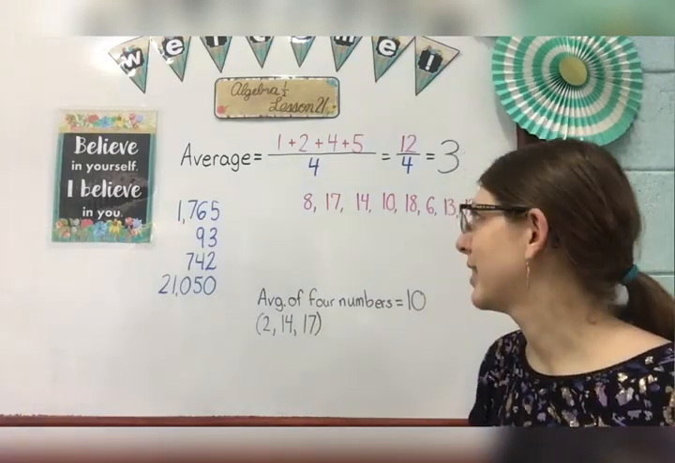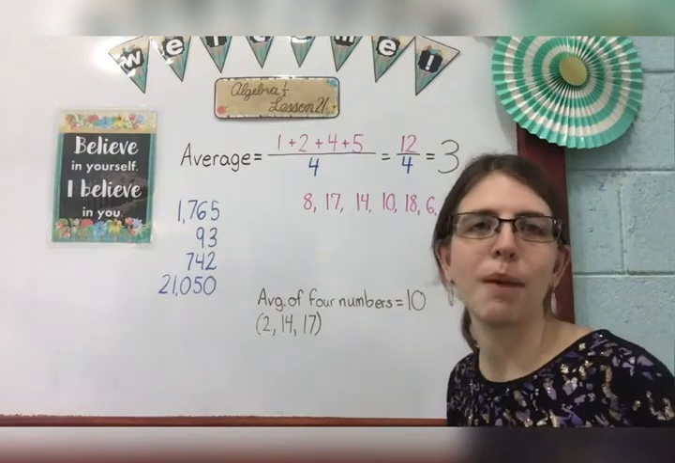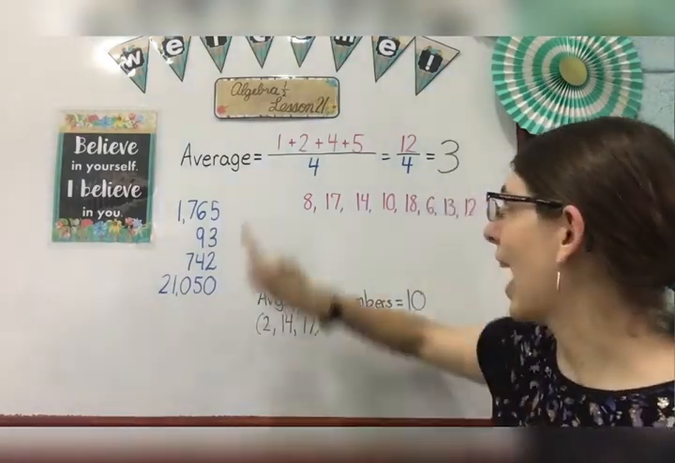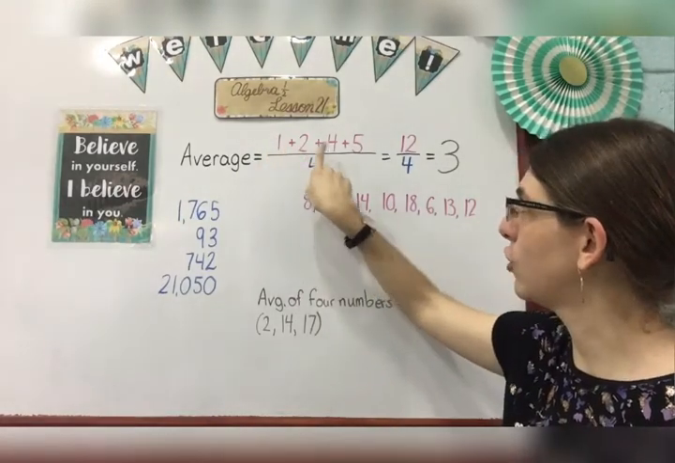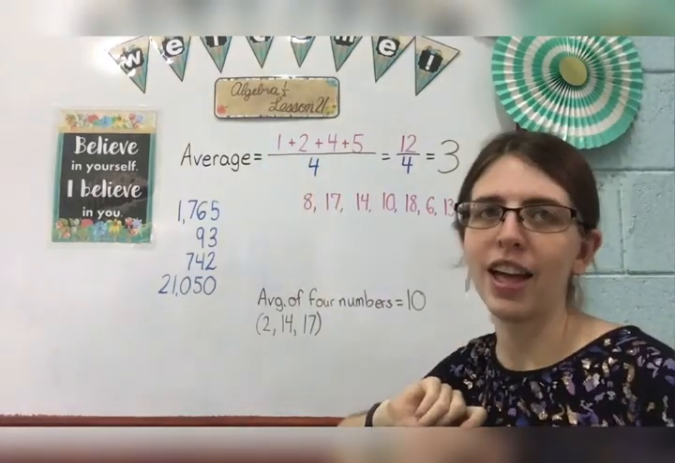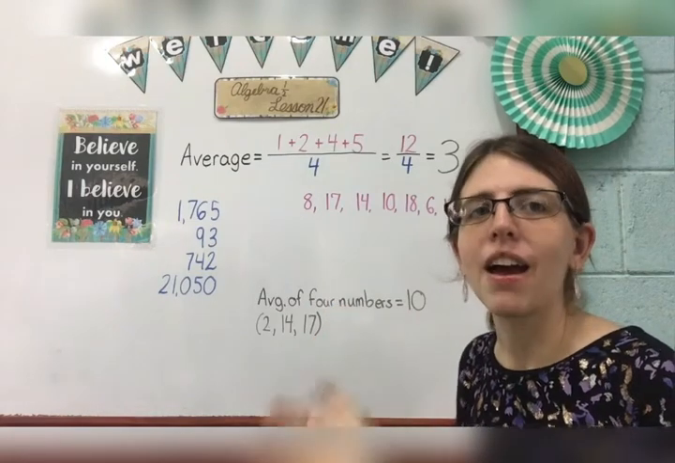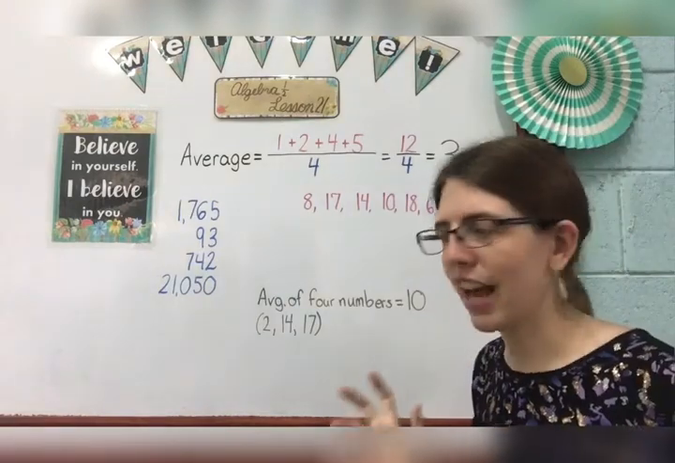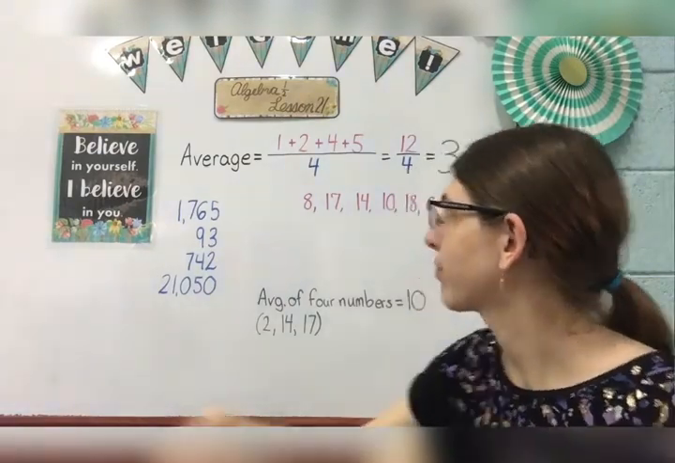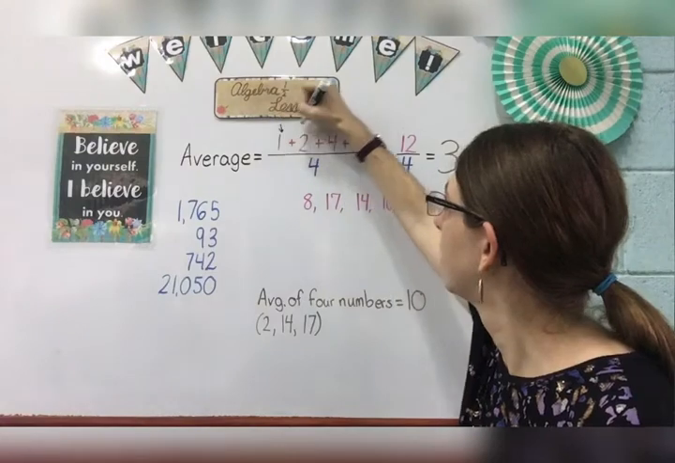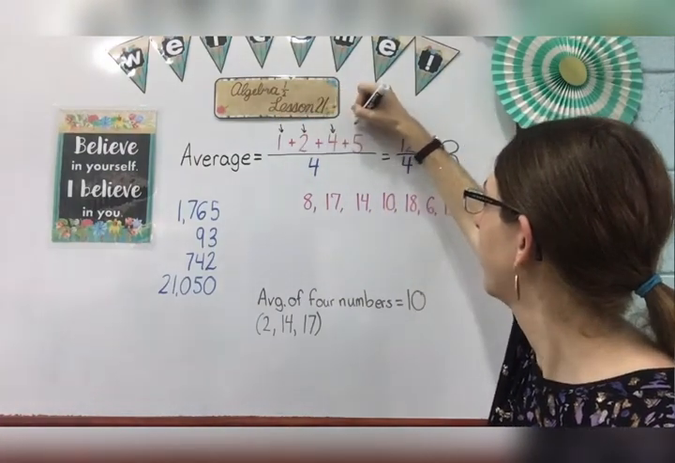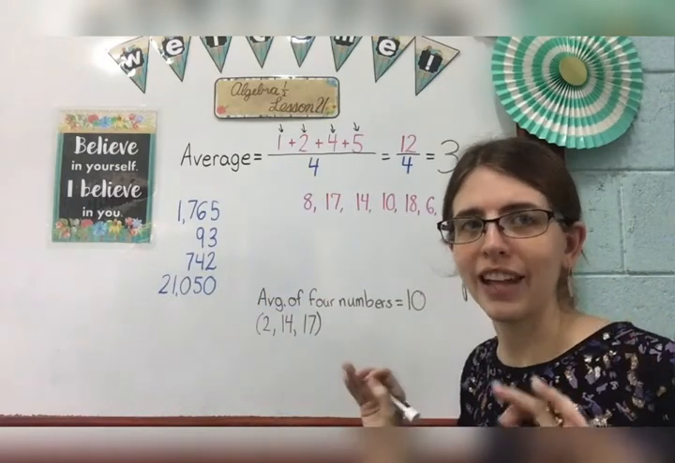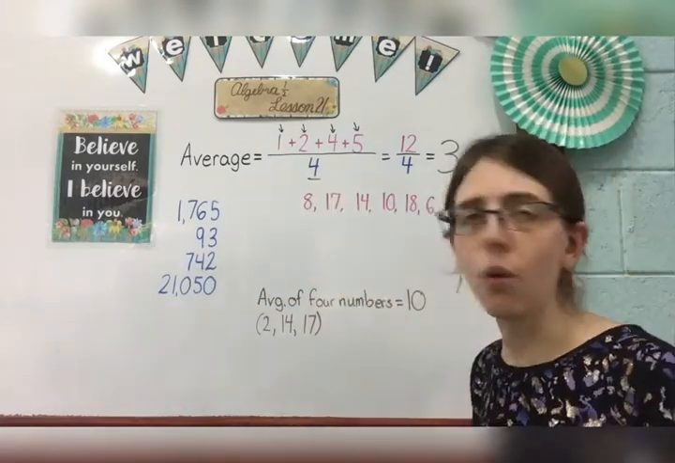So, let's look at some examples. Let's say I want to average the numbers 1, 2, 4, and 5. I'm going to first add up my numbers: 1 plus 2 plus 4 plus 5. Now what do I divide by? I divide by the amount I have, so the number of numbers I'm adding together. I have 1, 2, 3, 4 numbers that I'm adding together. So that's the number that I divide by, 4.